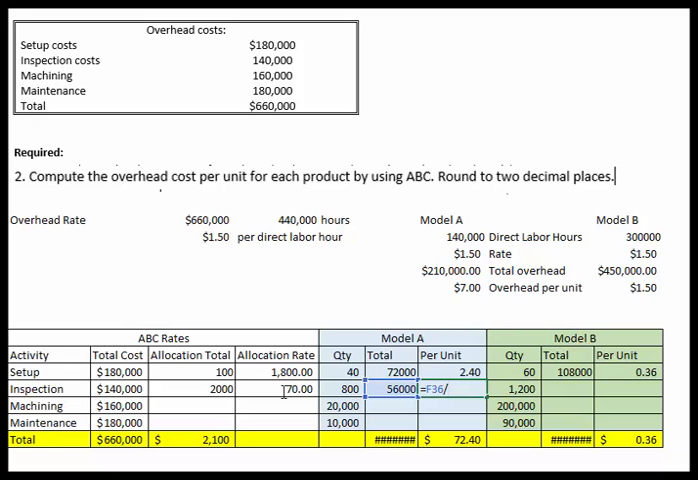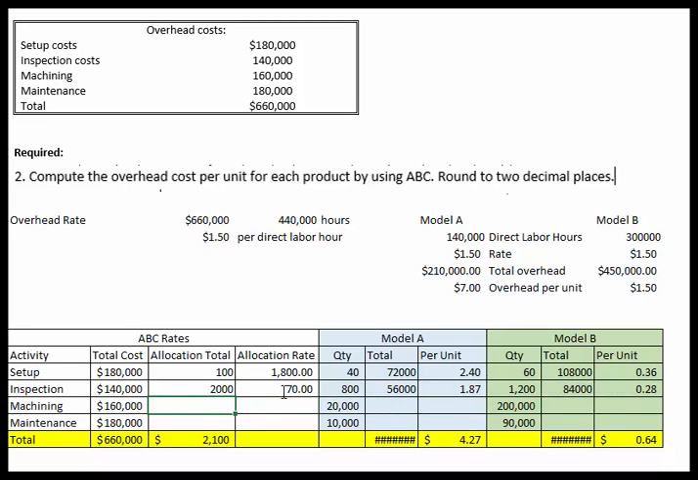We're going to divide the $56,000 by the 30,000 parts. $1.87 goes to Model A for the inspection costs. So Model B, we take the 1,200 inspection hours, multiply it by $70 per hour. That's $84,000. That gets spread out over 300,000 parts, 28 pennies. Okay, we're going to keep going down the line.